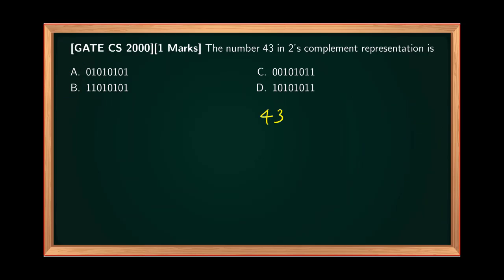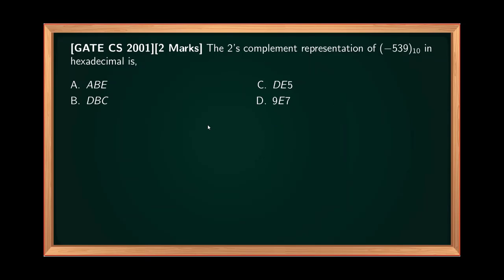Decimal number 43 is 101011 in binary. To represent 43 in 2's complement representation, the number is positive, so the representation is the third option.